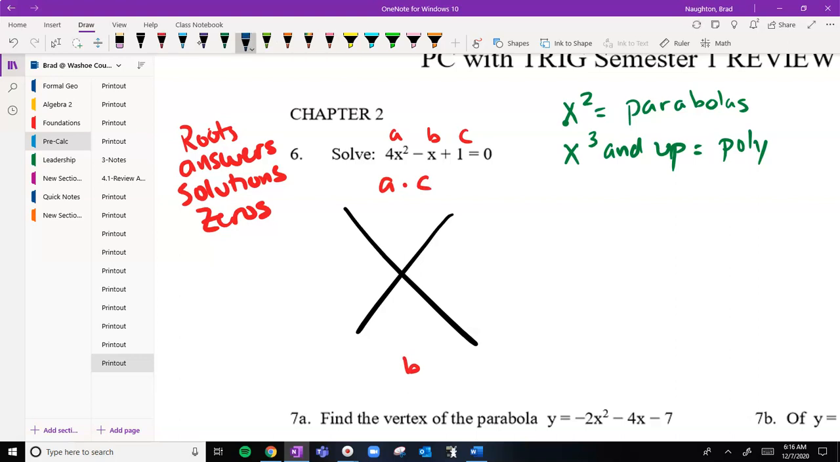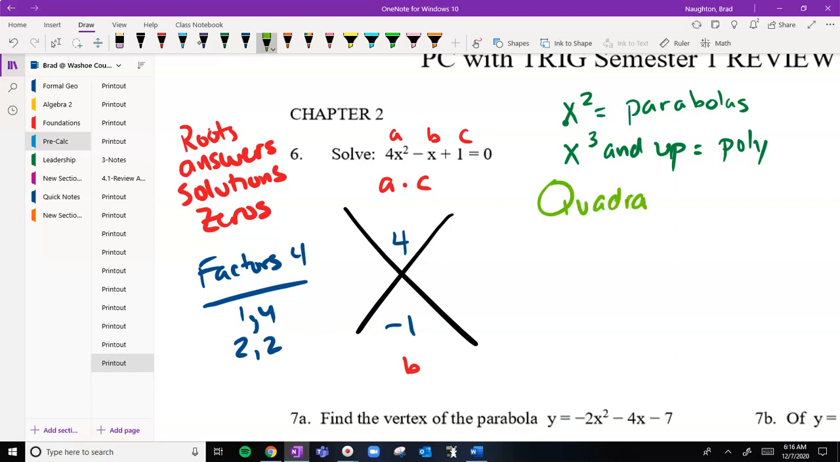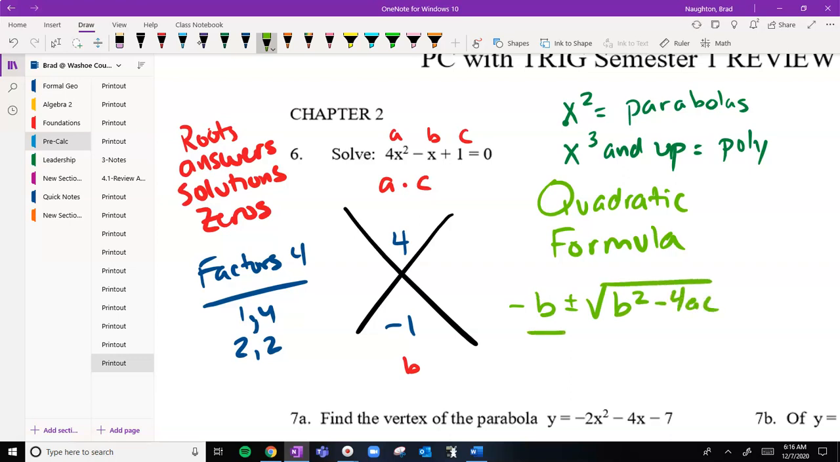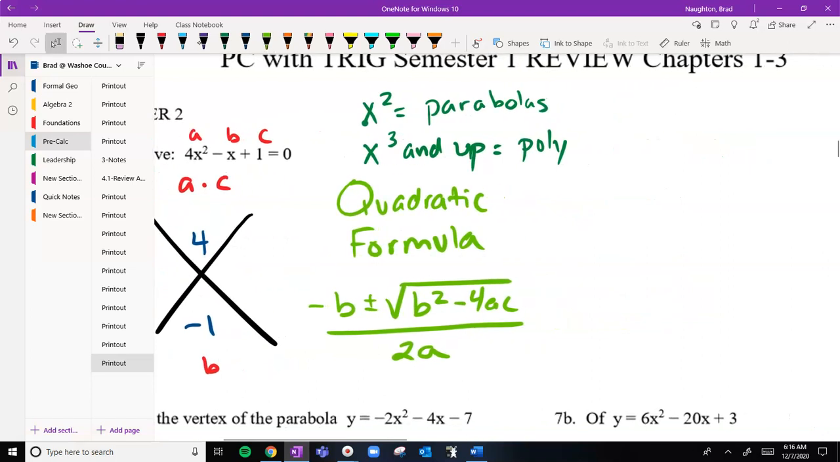So we're looking for the numbers that multiply to 4 and add to -1. Well, the factors of 4 are 1 and 4, and then 2 and 2. So I don't have values that are going to make this work. When that happens, we have to shift gears into our quadratic formula. Anytime something doesn't factor, you have to do the quadratic formula: negative b plus or minus the square root of b squared minus 4ac, all over 2a. You're going to use the same a, b, and c as in standard form that you can see on number 6, and we're just going to plug it in.